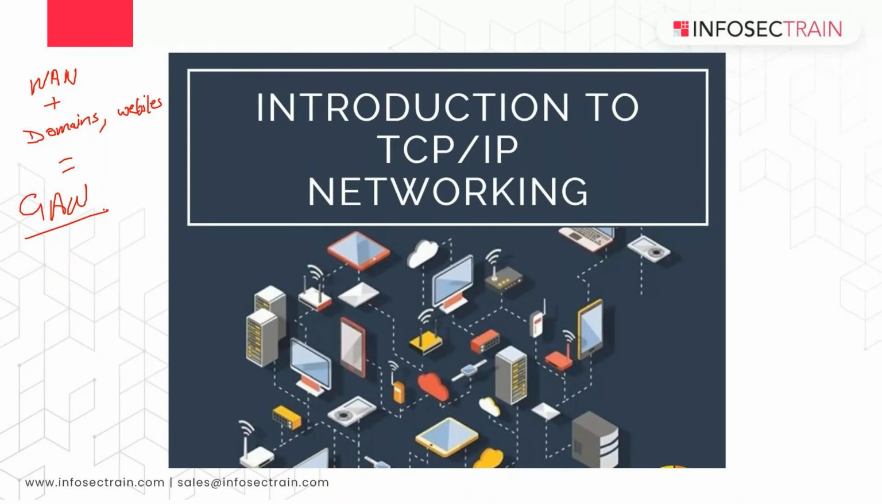See, when devices are communicating with each other, like let's say I'm sending you some data, that is over wide area network, right? But if there is any domain in between, a website is in between, let's say I'm through WhatsApp I'm sending the data, so WhatsApp is a domain name, right? So if through a domain I'm sending you the data, that comes under global area network.